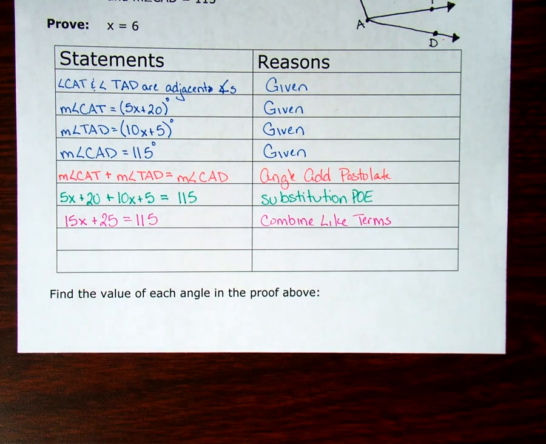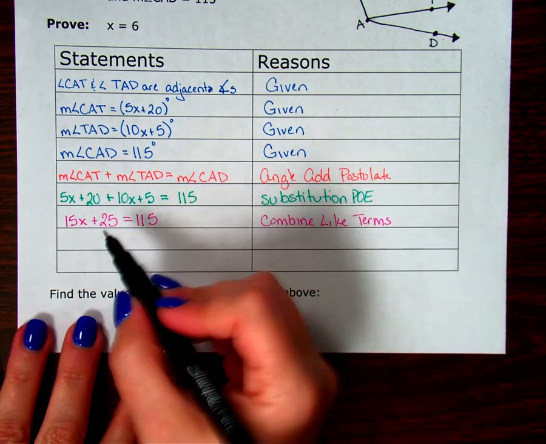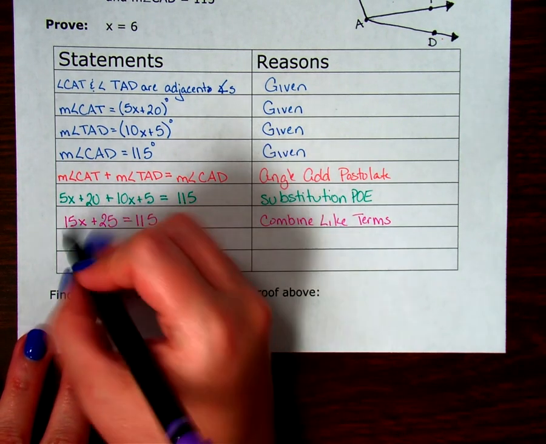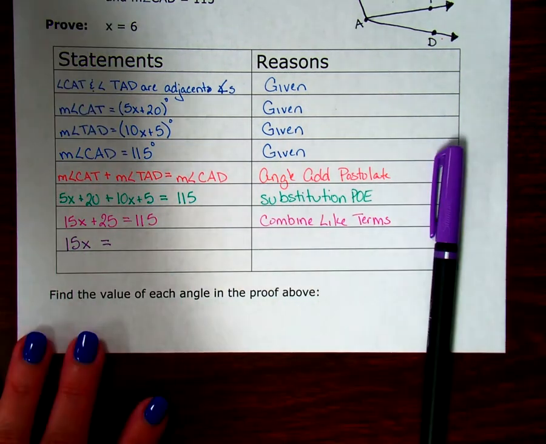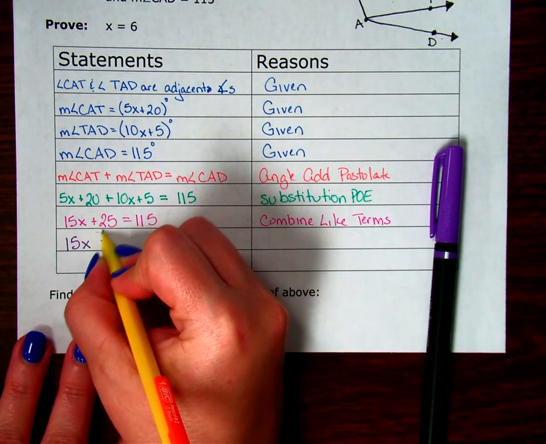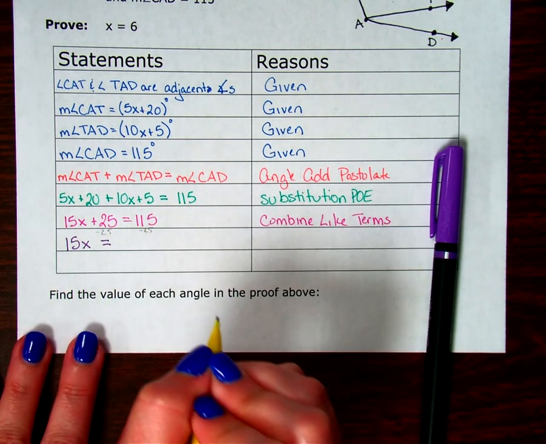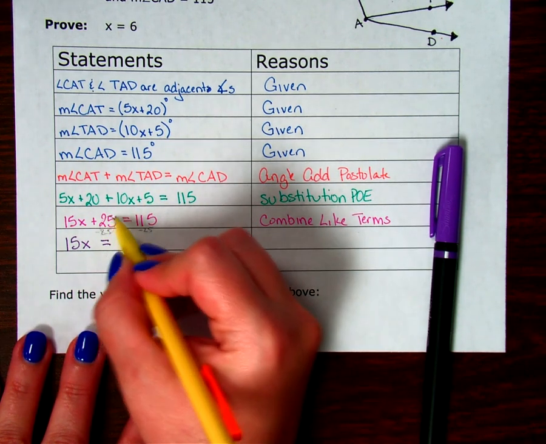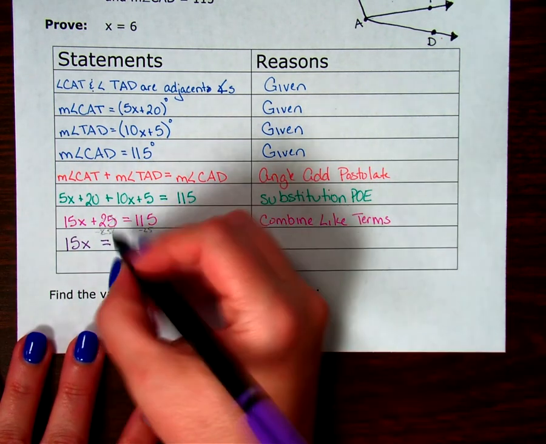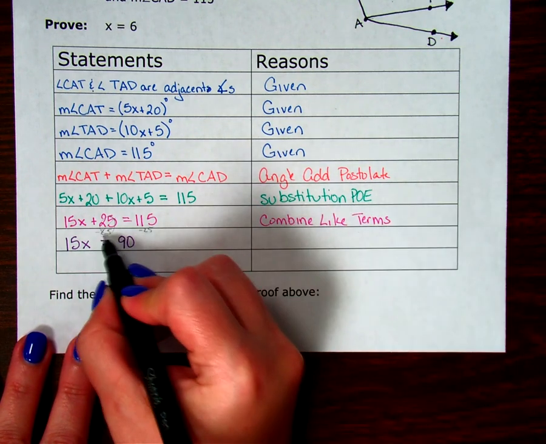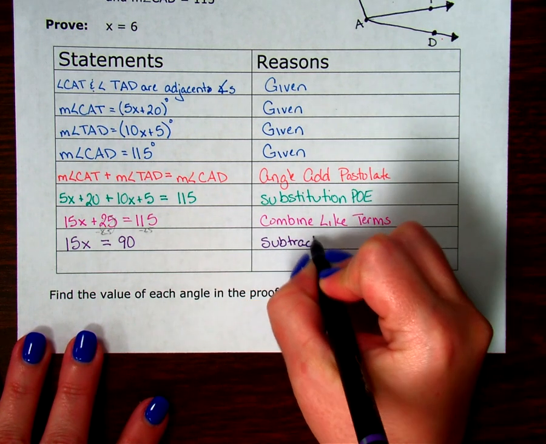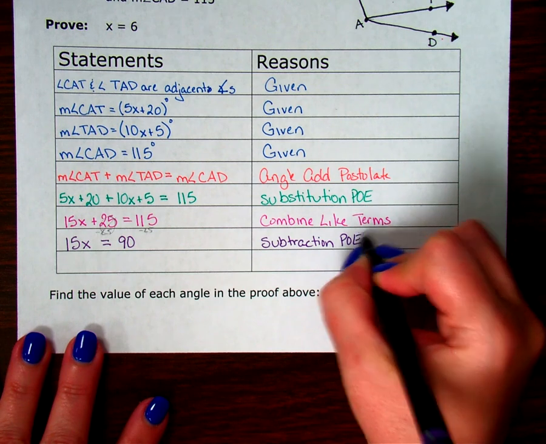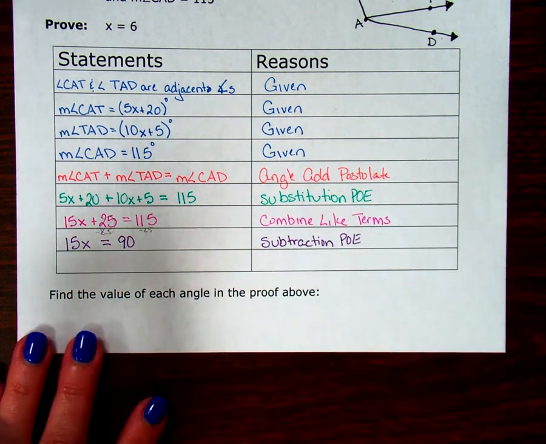All right, so the next thing I want to do is I need to isolate that 15x and get the 15x all by itself. So I'm going to subtract the 25 on both sides. So 15x equals, because I'm taking away, remember we don't show this little mathy part when we do the proof. Sometimes I write it in there so I don't forget what I was doing. 115 minus 25 is 90, and what did I do? I subtracted by 25 on both sides. So subtraction, property of equality.